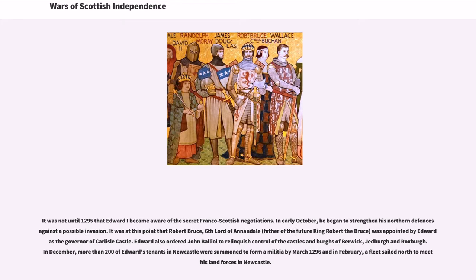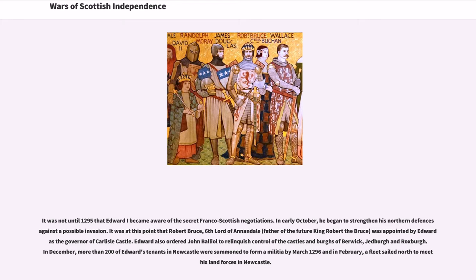It was not until 1295 that Edward I became aware of the secret Franco-Scottish negotiations. In early October, he began to strengthen his northern defences against a possible invasion. It was at this point that Robert Bruce, 6th Lord of Annandale, was appointed by Edward as the governor of Carlisle Castle. Edward also ordered John Balliol to relinquish control of the castles and burghs of Berwick, Jedburgh, and Roxburgh.